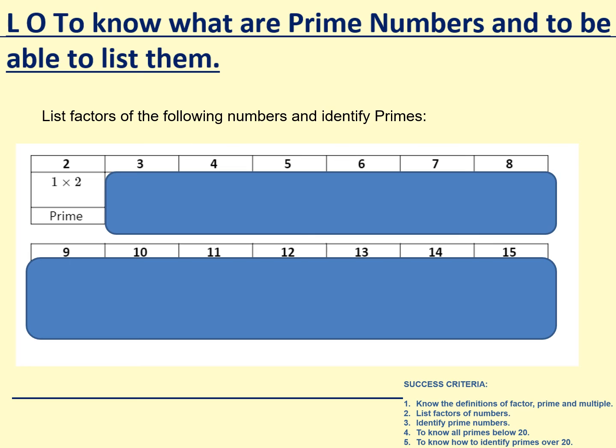Now we're looking at this list of numbers and thinking which of them are prime, trying to find prime numbers by listing their factors. We can see that 1 is 1 times 2. Now pause this video and write all the factors of the numbers between 3 and 15 and identify which of them are primes.